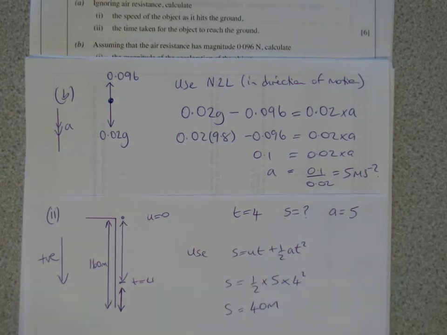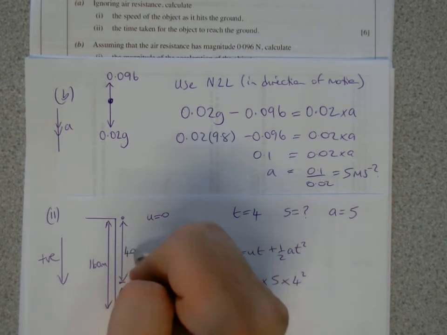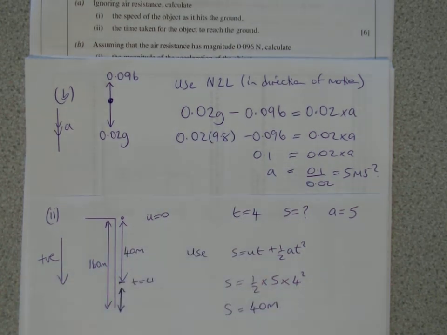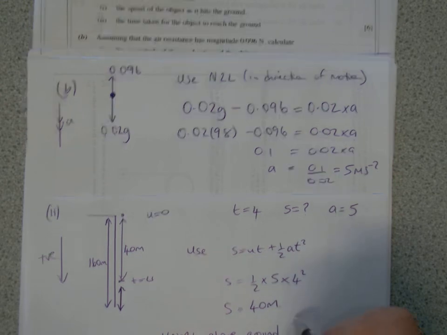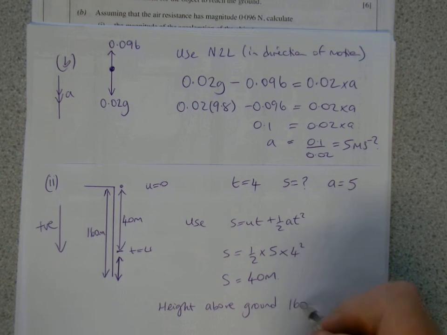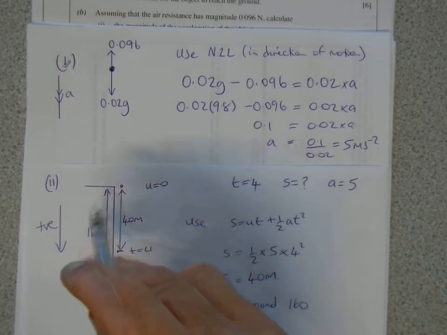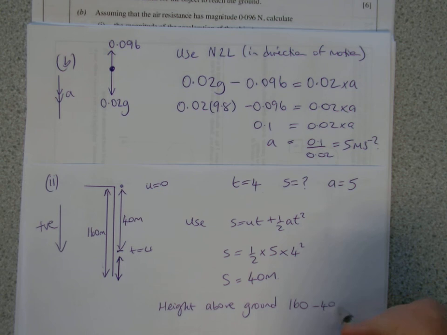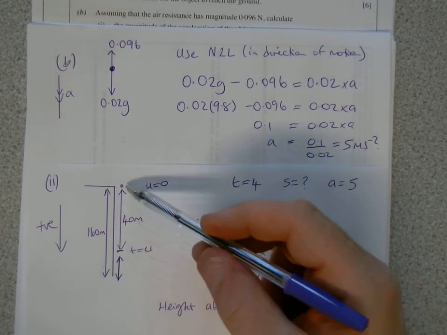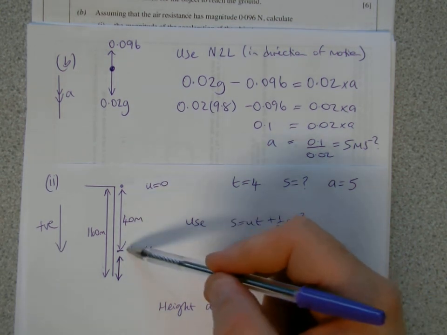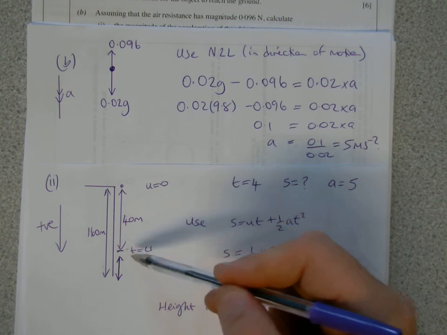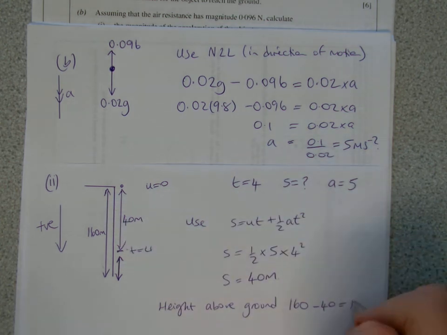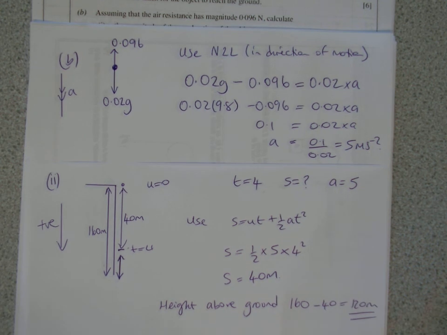But remember that isn't my final answer. 40 meters is just measuring this distance from the top of the building. So to get the height above the ground, we need to do the full 160 meters of the building, all of that, take away this 40. I know my diagram isn't drawn properly to scale, but that doesn't matter. It's just for you to see what's going on here. After 4 seconds, it's fallen 40 meters. It's fallen 40 meters after 4 seconds, which means it's got another 120 to go. So that's the answer I'm looking for.